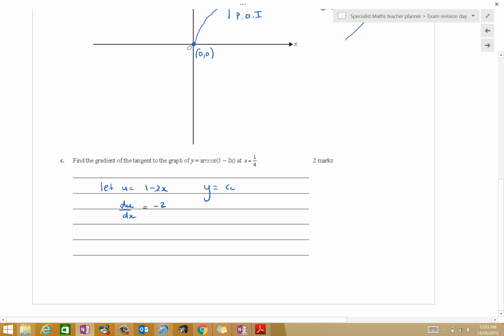Now, y is equal to the inverse cos of u. The reason why it's good to do it this way is because you can then utilise the formula sheet. You can't utilise the formula sheet with more tricky functions. So dy du, using the formula sheet, is negative 1 on the square root of 1 minus u squared. Now, dy dx, multiplying those through, is equal to 2 over the square root of 1 minus (1 minus 2x) squared.